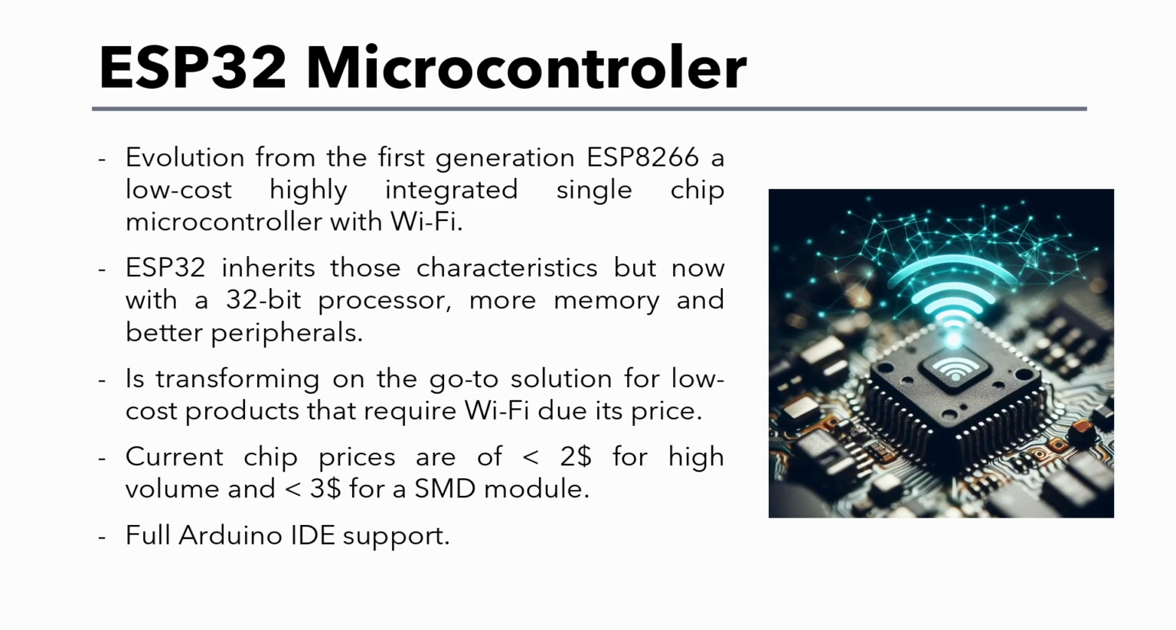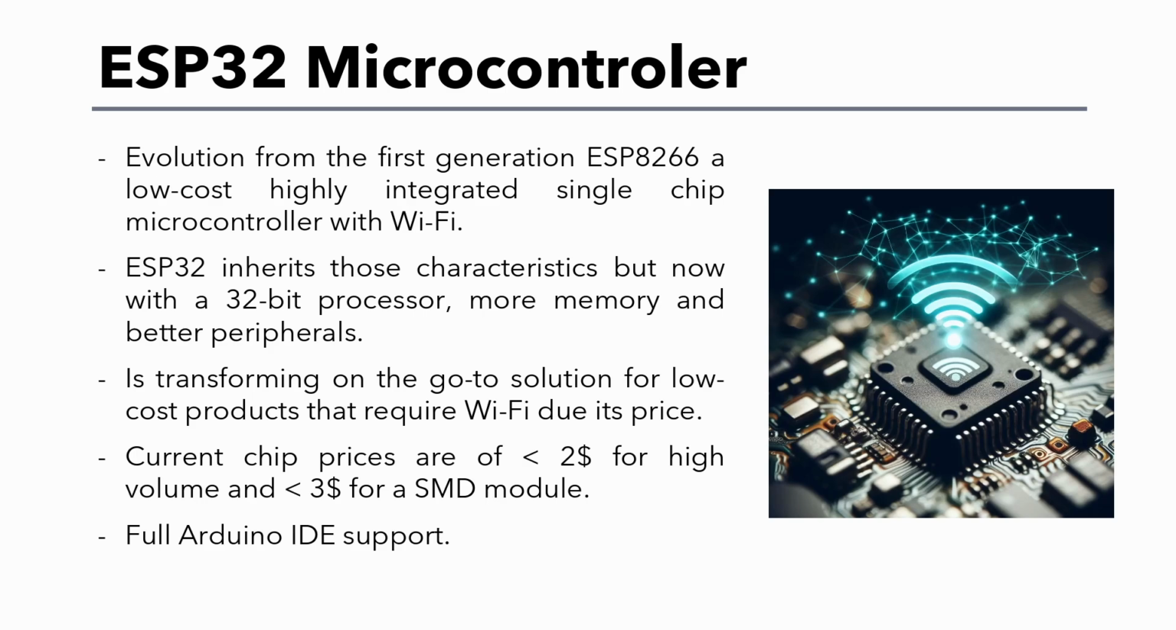It since has become the go-to solution for low-cost products that require Wi-Fi due to its low price and also a large community. You can buy these chips for less than $1 and a bit more for a full module. The module solution is quite popular as the chip itself needs to have an external antenna for both Wi-Fi and also Bluetooth. So if a company wants to quickly release a product without the need to design the radio frequency part of it and without bothering with certifications, this is the perfect solution.